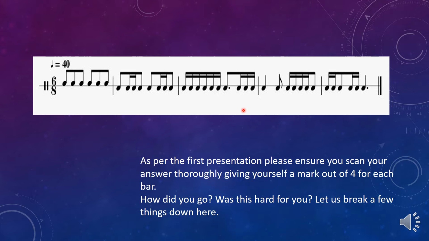Sorry, just trying to deal with an interruption from the file here. All right, how did you go? I'm going to divert on a few pages here now to just talk through divisions in the compound time signatures and relate them back to the simple time signatures a little bit for you, and with the hope that there's some sort of light at the end of the tunnel in terms of understanding this.